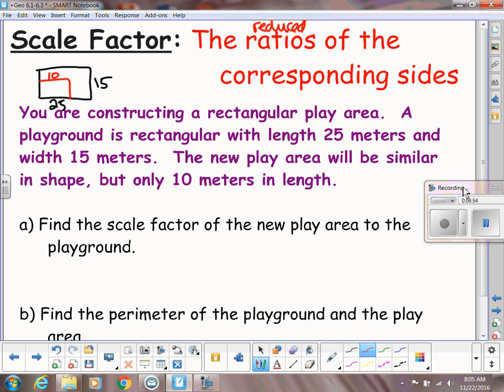All right, so it says find the scale factor of the new play area to the playground. So which sides will be corresponding? It's going to be the lengths. So I would say the 10 and the 25 match up. Now, I want to see how it's worded: the scale factor of the new play area to the playground. So I want to do the new play area first. So that would be 10 meters over 25 meters. And then if I reduce that, I get 2/5.